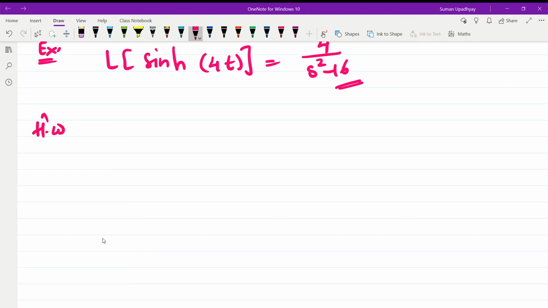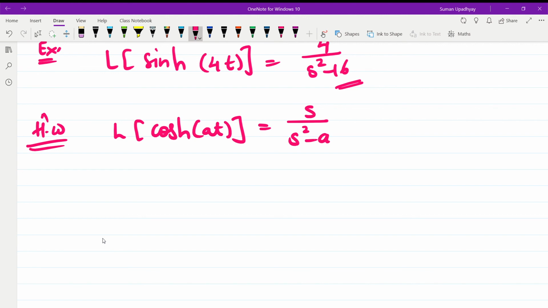Again, there's one more homework question. Find the Laplace transformation of hyperbolic cosine of at. In a similar fashion we are going to find it out. Its answer is going to be s upon s square minus a square. You can cross verify it.